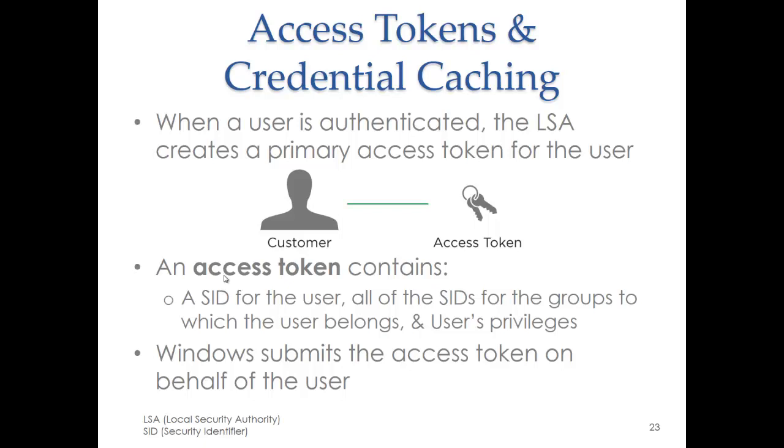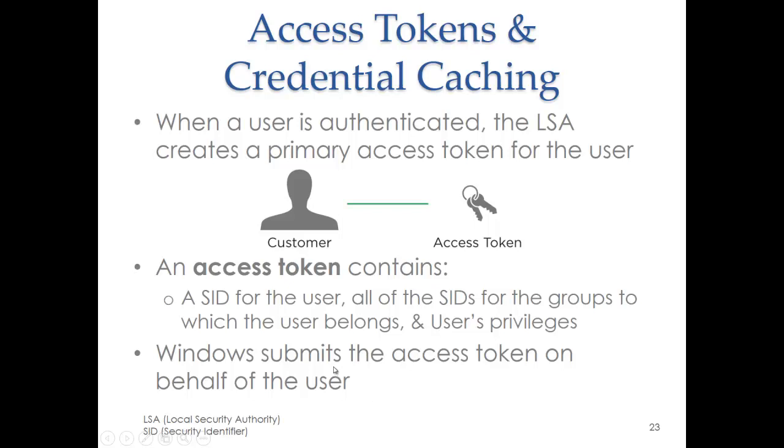Access tokens and credential caching. So when a user is authenticated, the LSA or local security authority creates a primary access token for the user. Now a token is just used to get access to something. It could be documents or whatever. But an access token contains a SID, which is a security identifier so they can find you in the system, and all the SIDs for the groups to which the user belongs and the user's privileges. So it identifies you and what you can do when you're in the system.